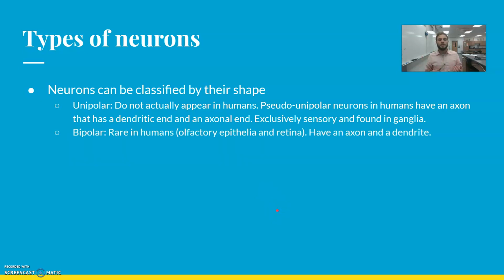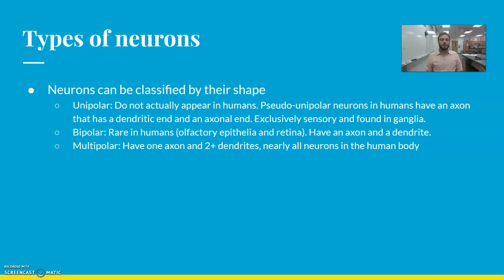Bipolar neurons do exist in humans, though they are very rare. They only exist in your retina, in your eyes, and in your olfactory epithelia in your nose. They're going to have one axon and one dendrite. Multipolar neurons are going to have one axon and multiple dendrites, which is basically every neuron in the human body.